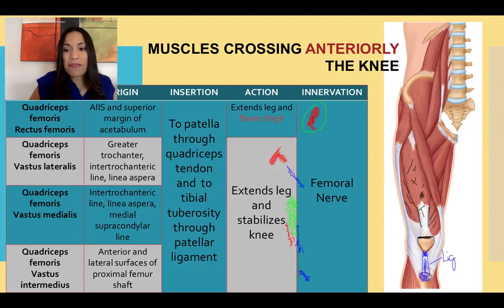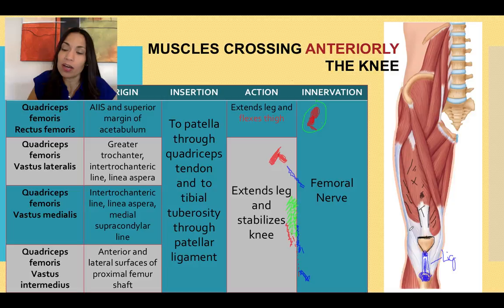And this is the final destination of the insertion of the quadriceps muscle. So it does like a stop on the patella, and from there it goes to the tibia. Okay? That's how you need to explain the insertion of the quadriceps muscle.